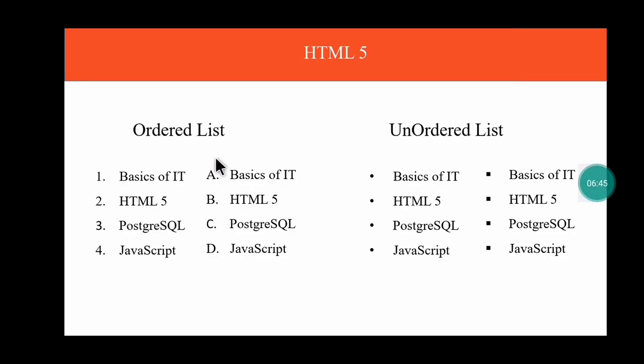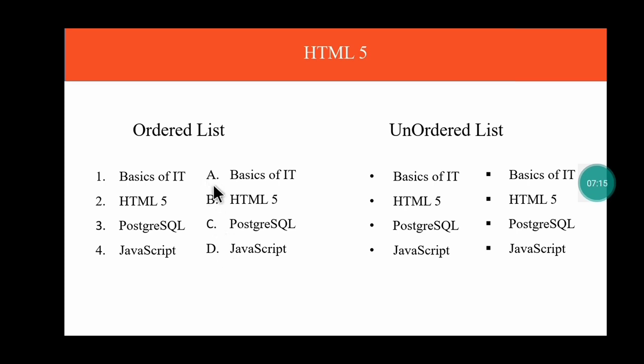Now let's see an example of how it will be displayed. When you create an ordered list with numbers, it will display 1, 2, 3, 4 with the items: Basic of IT, HTML5, Postgres, JavaScript. This item list will be displayed with numbers. If you use the ordered list type uppercase A, then A, B, C, D, like this it will start. Basic of IT, HTML, Postgres, JavaScript will be displayed with A, B, C.